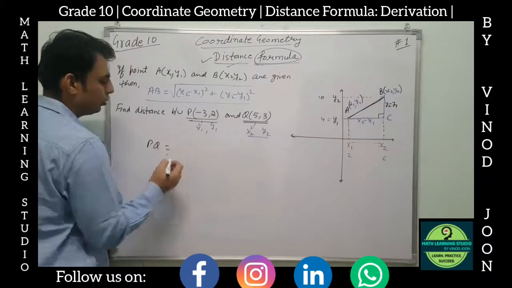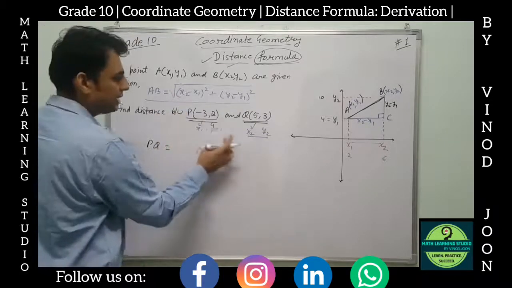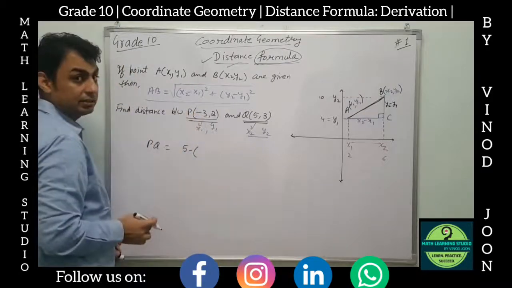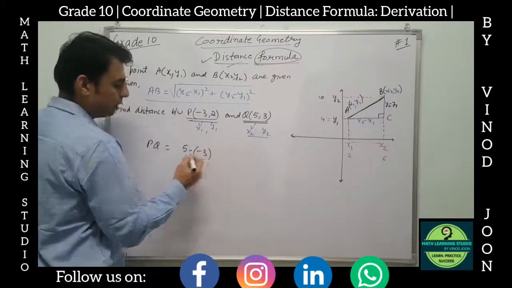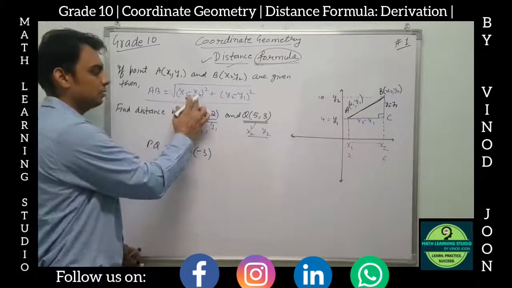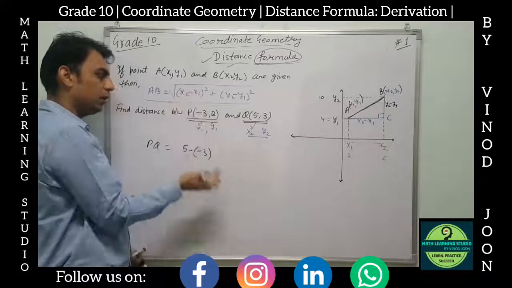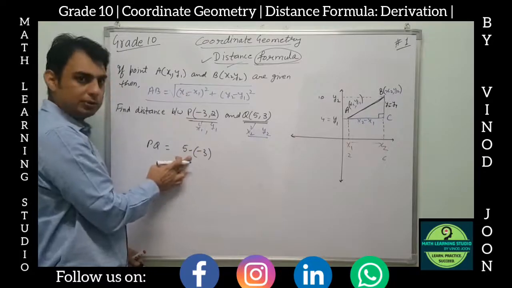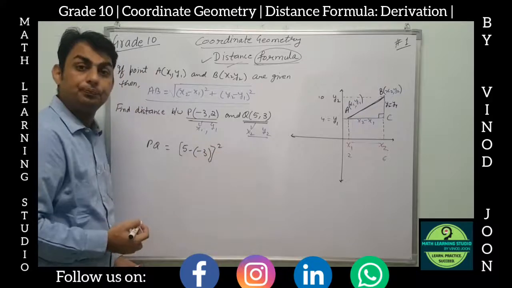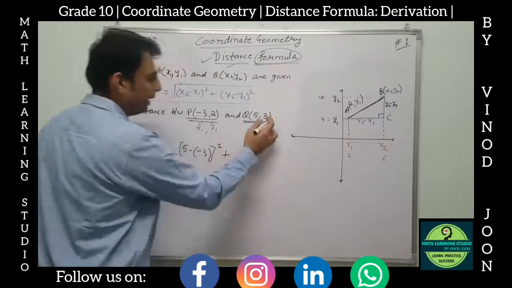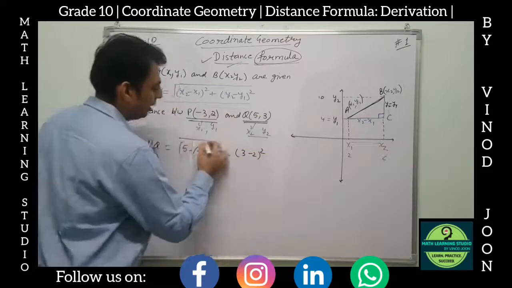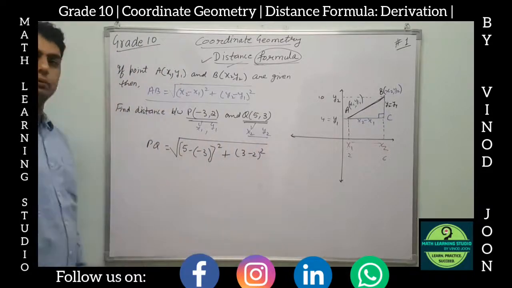So we'll write PQ equals x2 minus x1, so 5 minus x1, which is minus 3. Just be careful about the sign. It is x2 minus x1, so if this x1 is already of negative sign, then we use brackets, right? And then the whole square, correct? Plus y2 minus y1, which means 3 minus 2 whole square, and this goes under the root.